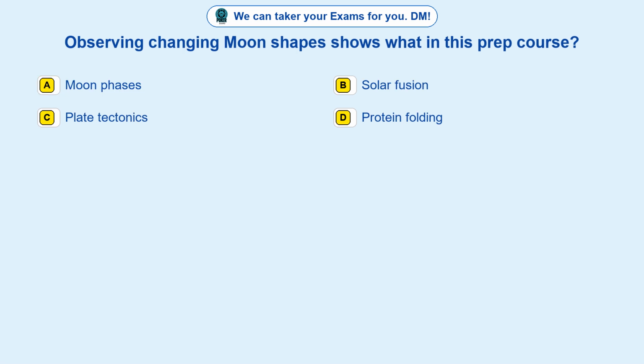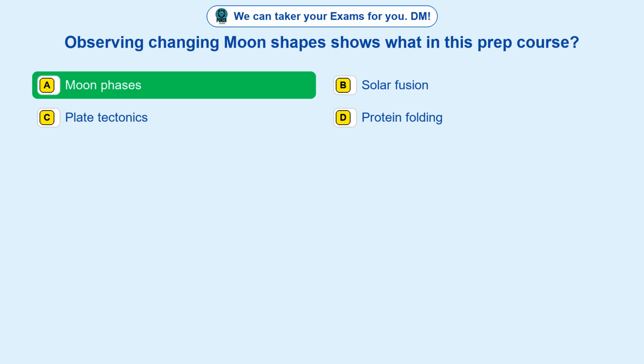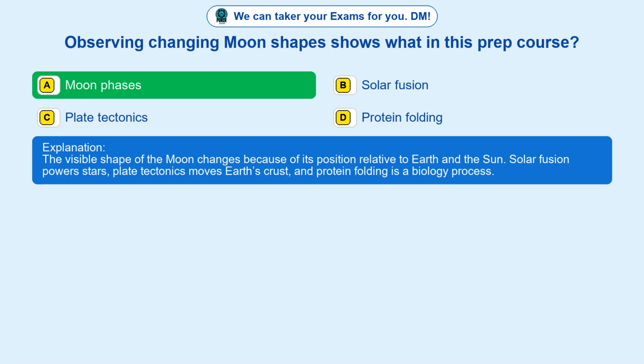Question 90. Observing changing moon shapes shows what in this prep course? Option A, moon phases. Option B, solar fusion. Option C, plate tectonics. Option D, protein folding. The correct answer is option A. Moon phases. The visible shape of the moon changes because of its position relative to Earth and the Sun. Solar fusion powers stars, plate tectonics moves Earth's crust, and protein folding is a biology process.